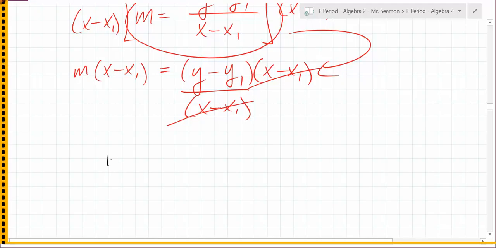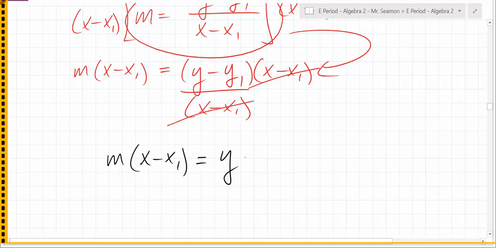Read it out loud. I have m times x minus x1 equals y minus y1. Yep. And there's nothing else over there, right? No, there's nothing. It canceled, right? That's it. Yeah. We multiplied by the denominator to get rid of it.